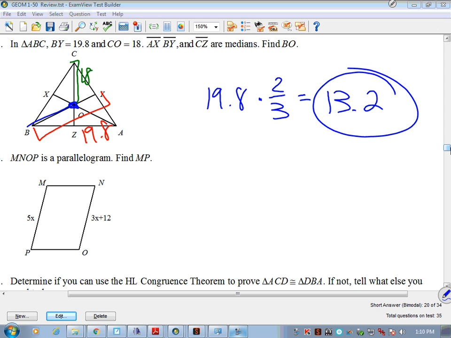Thank you very much for participating. Do we understand how to find this? Now, like I said, whenever we're done with questions that involve centroids, they will not necessarily be this easy. Go ahead. What's your question?